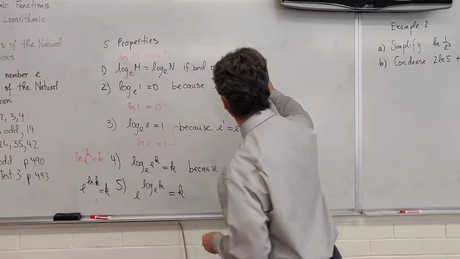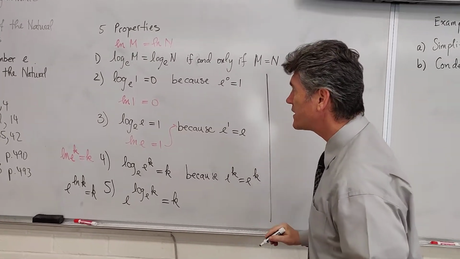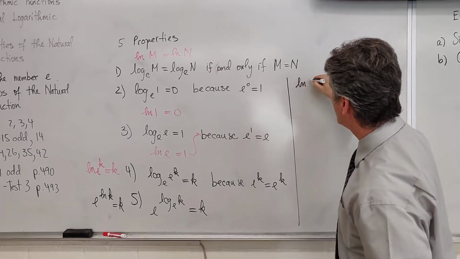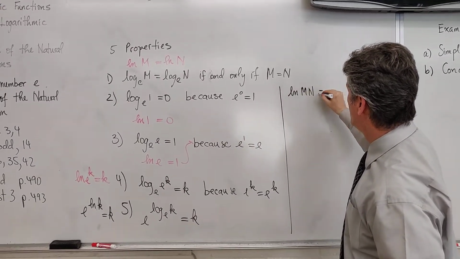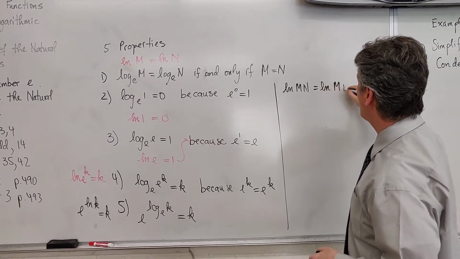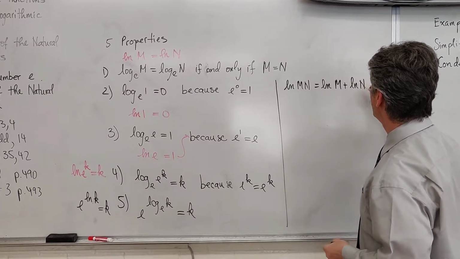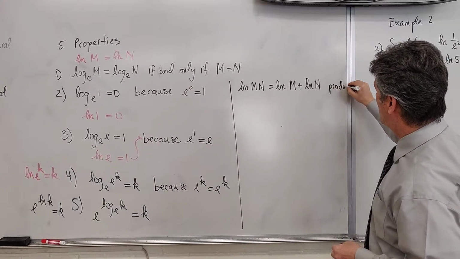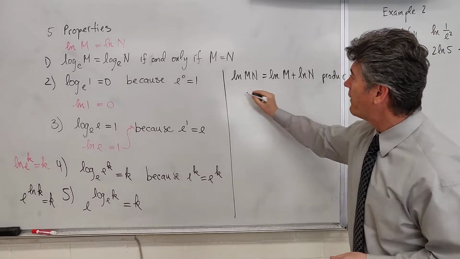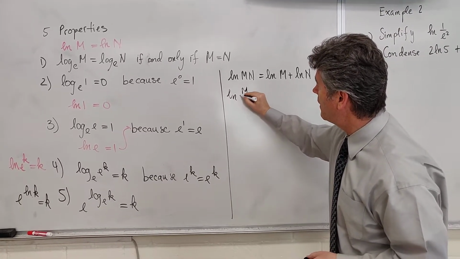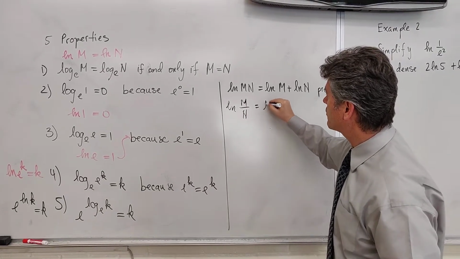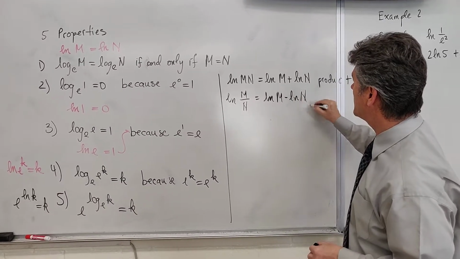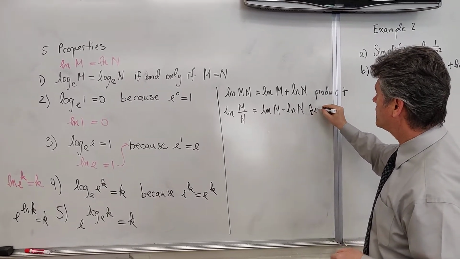Let's now take a look at the 3 laws. I'm going to write the 3 laws in shorthand. So here they are. Natural log of m times n is equal to natural log of m plus natural log of n. This is the product law. We have natural log of m over n is equal to natural log of m minus natural log of n. This is the quotient law.